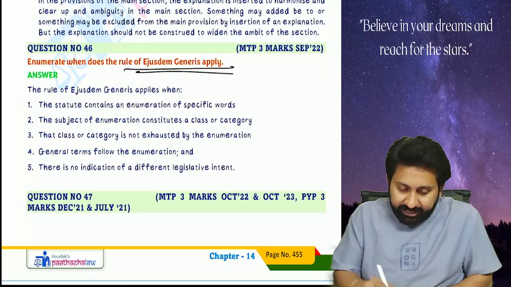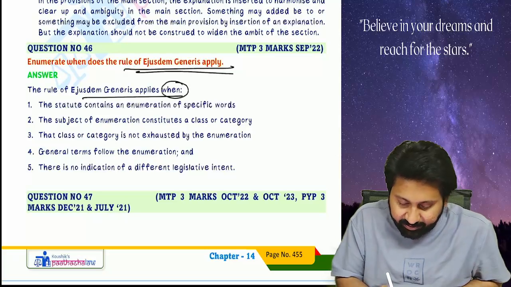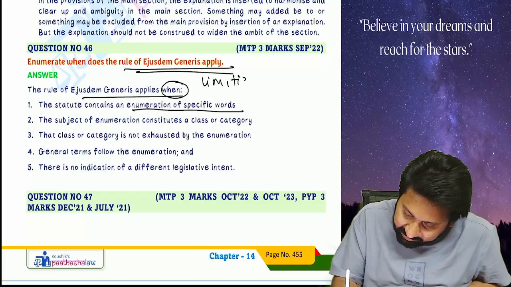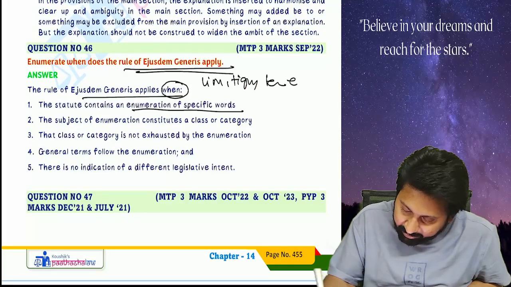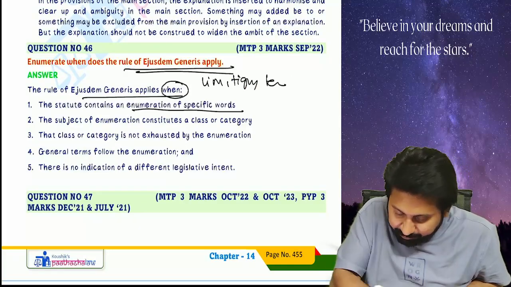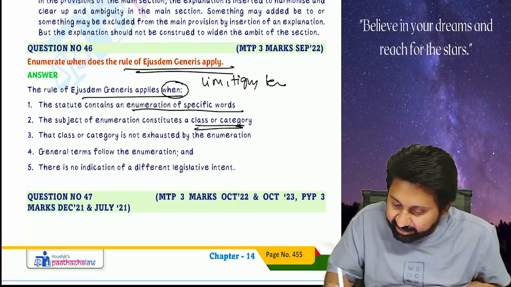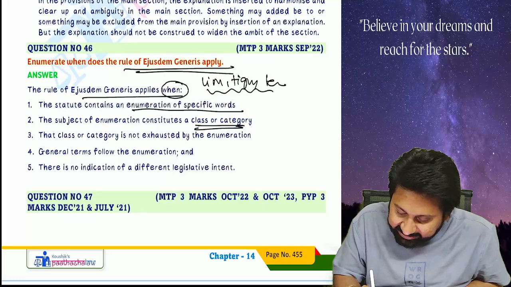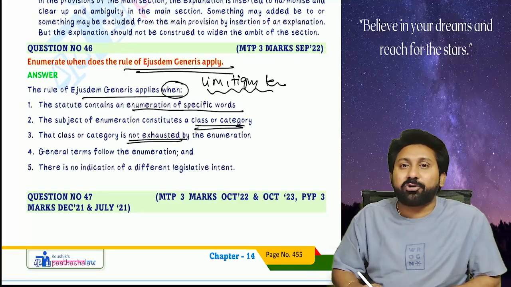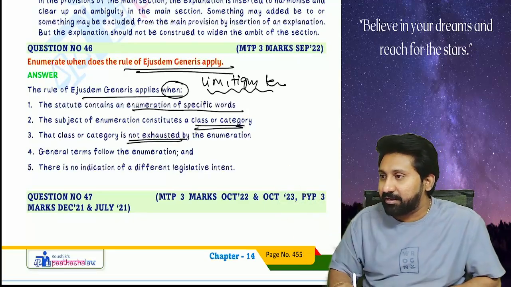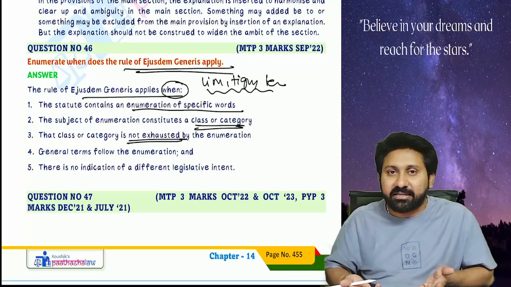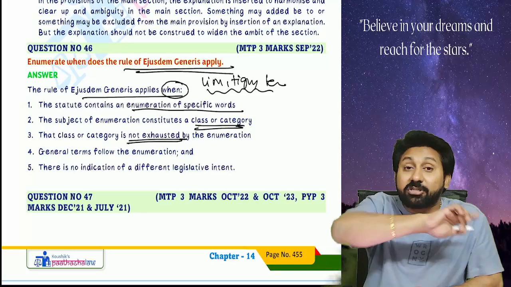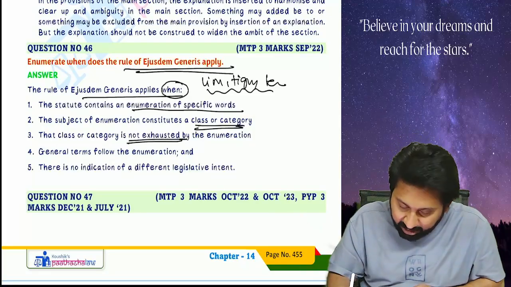The rule of ejusdem generis applies when a statute contains an enumeration of specific words, like lion, tiger, leopard. The subject of enumeration consists of a class or category. These all belong to a common class, wild animals. That class is not exhausted by the enumeration. You should not tell the list of all wild animals. If you tell all the wild animals, then there is no need to use etc. The specific enumeration should not exhaust, meaning it should not complete the enumeration.